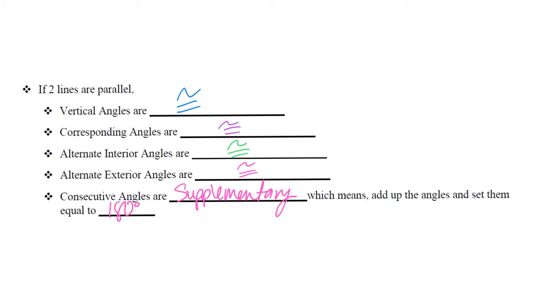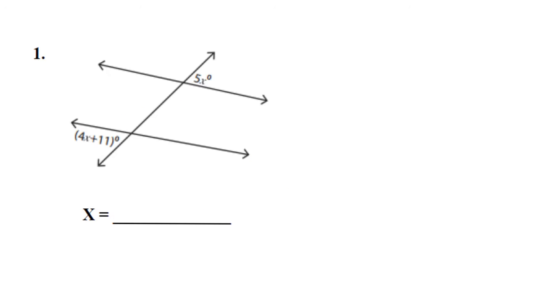You have to make sure you're watching out for which ones are supplementary, those that add up to 180, the ones that make a straight line, or the ones that are same side interior. All right, we're going to use the vocab that we learned to identify these and see how they're related, and then solve for x using that.